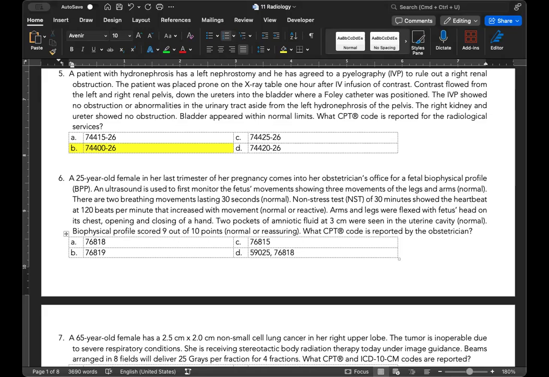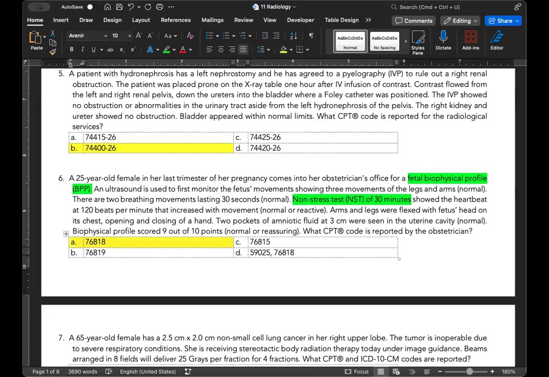So your 76818 is for your fetal biophysical profile, or that BPP, with non-stress testing. And then 76819 is without non-stress testing. So did we perform a non-stress test as well as that BPP? Yep, we did. We had that non-stress test of 30 minutes. So we did not only the BPP, but we also included that non-stress test. So our code selection should be the 76818.